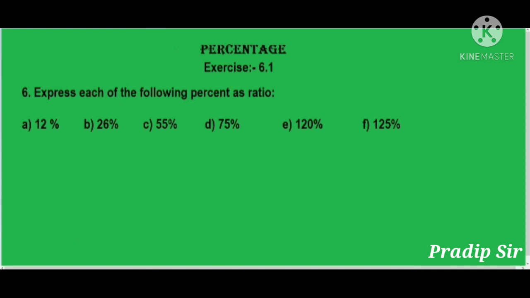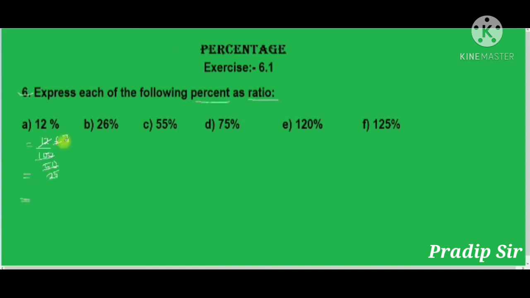Now question number 6. What is written? Express each of the following percent as ratio. So here 12%, right? So 12% means 12/100. So we'll write 12/100. So we'll cut this 12 by 2, then there will be 6, and there is 50, 2 times 50 is 100. Again we'll cut by 2, then there will be 3, and again you will cut by 2, then will be 25.